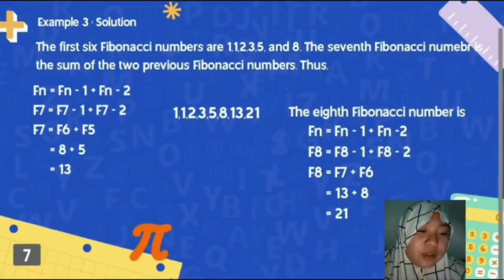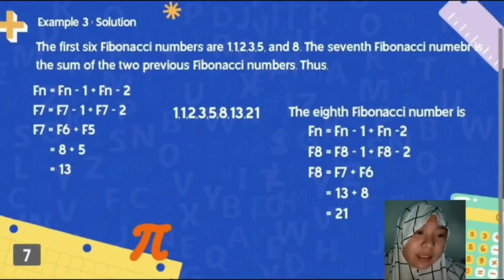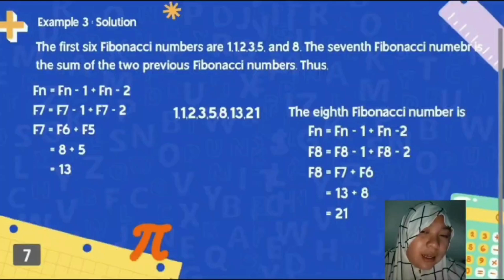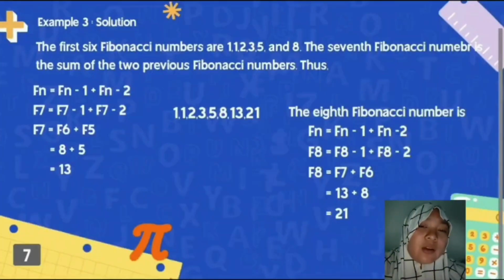So, after dun, we have to count where is the pang-7 dito sa Fibonacci number. So, 1, 2, 3, 4, 5, 6, 7. So, pang-7 ang 13. Next, we have to count the 6th in here in the Fibonacci number. So, count tayo. 1, 2, 3, 4, 5, 6. So, pang-6 ang 8. After dun, we have to add it. So, 13 plus 8 equals 21. So, ganun lang siya kadali hanapin ang Fibonacci numbers.